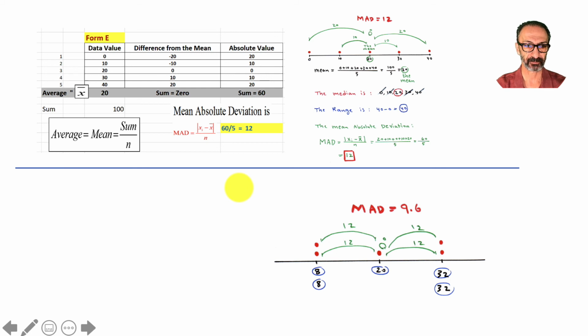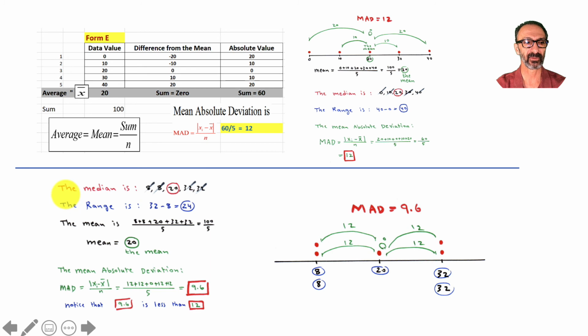If I have numbers as 8, 8, 20, 32, 32, the distance here on average is 12. So if you go right 12 and right 12 and left 12 and left 12, of course it's going to have a 0. If you do the math, the median is 20, just like that. The range is 24. Here the range was what? 40. This has less range.